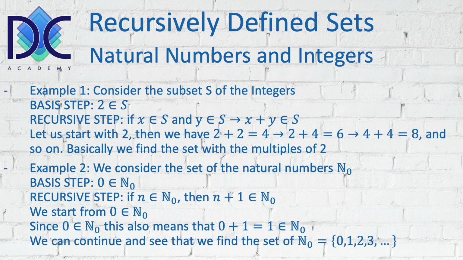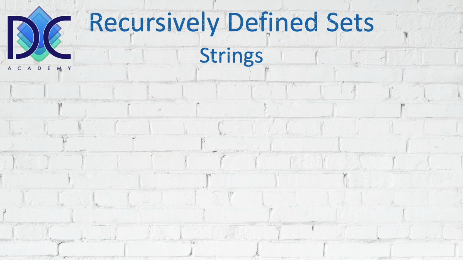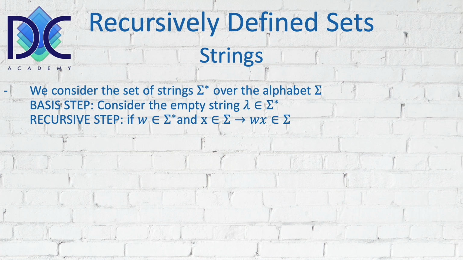So here we have two examples of how we can recursively define some sets. These are quite simple sets, sets that we can find or define quite easily, but we have some other examples we can look at. One of the elements that is also important in computers and in discrete mathematics is strings. Now, we look at the set of the strings, which is sigma star over the alphabet sigma. So sigma is the alphabet that we consider.